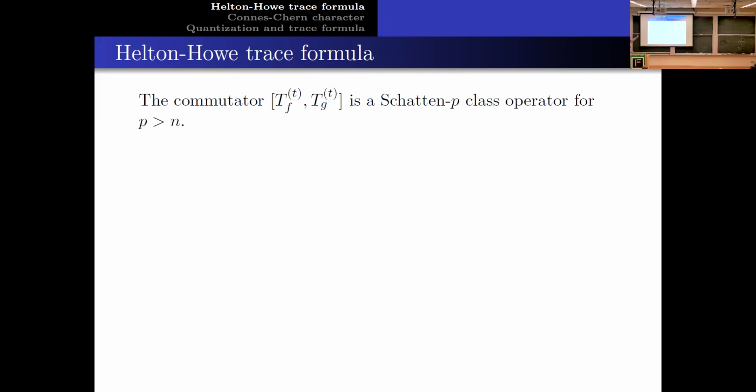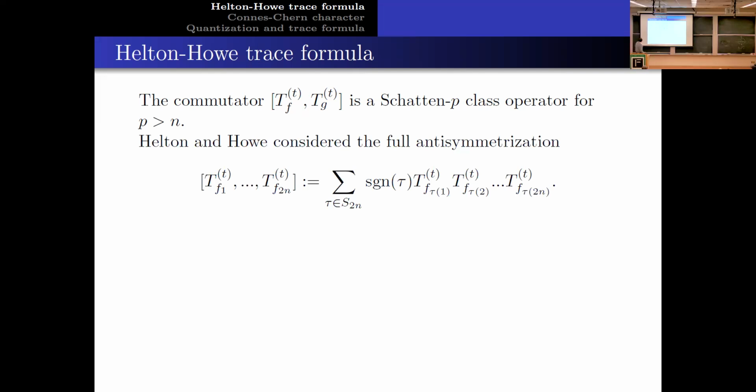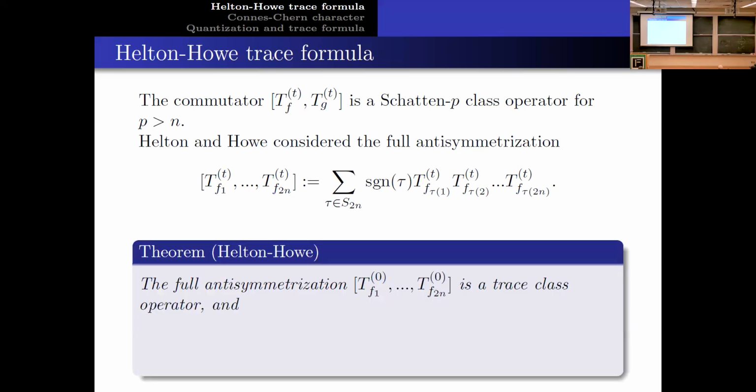That's the slight difference. But now the nice formula is, although the commutator has this weakened property, if we do the full antisymmetrization, this is the discovery of Helton-Howe, actually this is still a trace class operator.